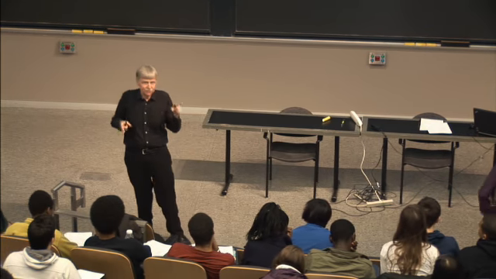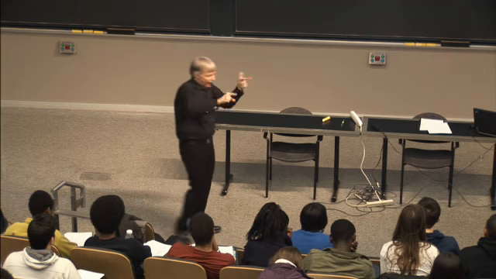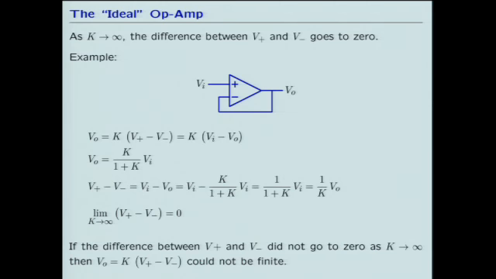Okay, now I want to turn to a simplification. I just dragged you through the math thinking about the op-amp as a voltage-controlled voltage source. There's actually a shortcut. The shortcut is something we call the ideal op-amp. So what I want to do in this slide is drag you through the math one more time, but then we're done.